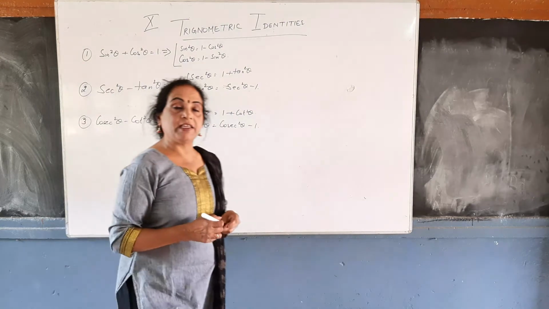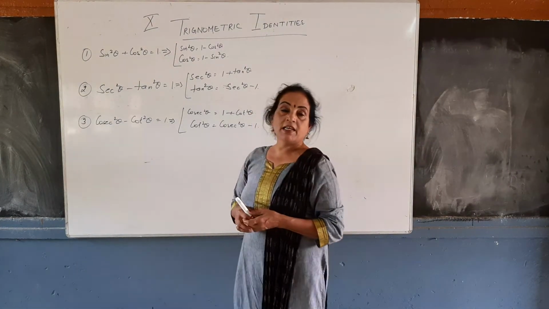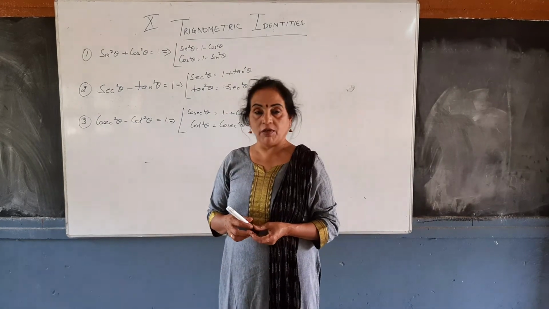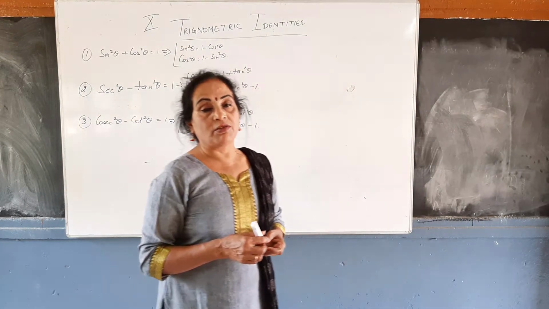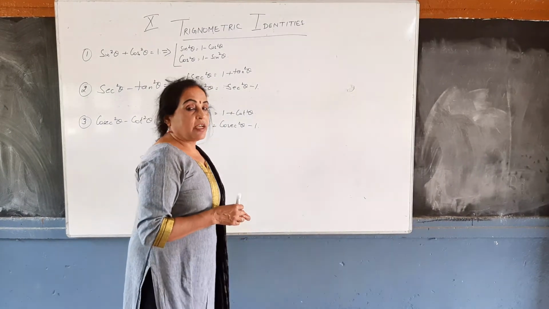These are the three identities which are very important. Here, what is the first identity? Sin square theta plus cos square theta equal to 1. And sin square theta is also equal to 1 minus cos square theta. Cos square theta is also equal to 1 minus sin square theta.